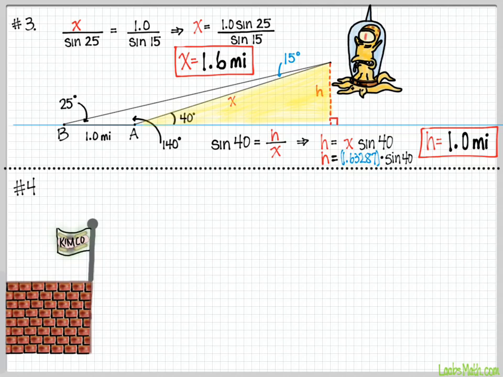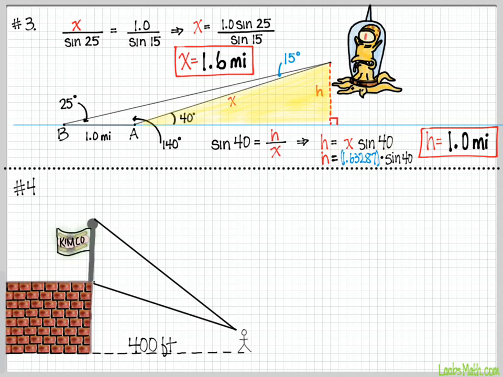For problem number 4, there's a building that has a flag on it. And there's the flag, it's Kimco. And there's a person standing 400 feet away from the building. The person's looking up at the base of the flagpole, and then at the top of the flagpole. From their line of horizon, their angle of elevation is 60 degrees to the base of the flagpole. Looking at the top of the flagpole, the angle of elevation is 62.5 degrees. Doing a little subtraction, we find that that angle is 2.5. What we're asked to find is the height of the flagpole.